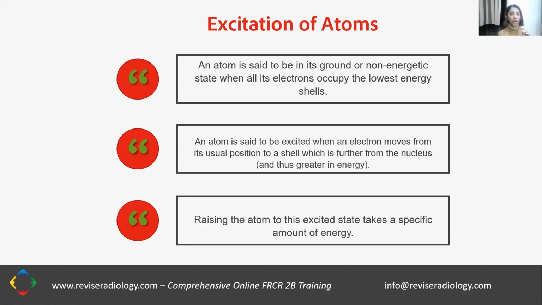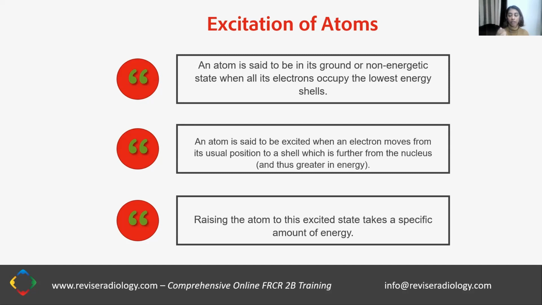So now we're going to talk about something which is known as the excitation of atoms. So an atom is said to be in its ground or non-energetic state when all the electrons in the atom occupy the lowest energy shells. So we know that the lowest energy shells fill up first. So if there are no vacant spaces in the lowest energy shells, the atom is in its normal state, its natural state, and the word we use is the ground state. Now, if an electron in the atom moves from its usual position to a shell which is higher in energy, then that is said to be the excited state.